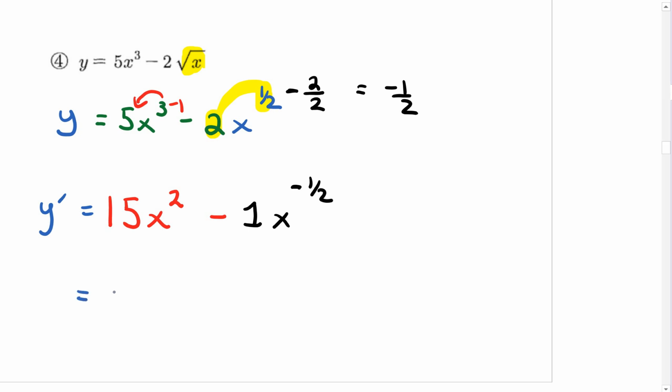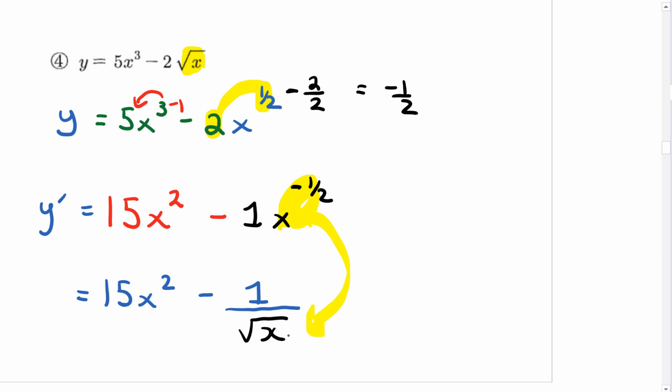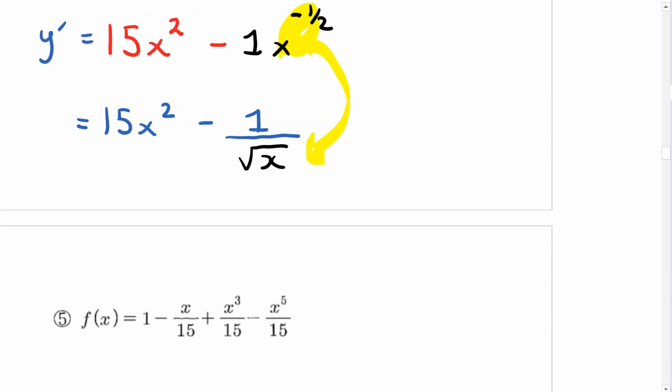Totally fine to write your answer like that. A better answer would be 15x squared minus, then the 1 is there, divided by, and then this part right here, you can just park that on the denominator as just the square root of x. Okay. All right, so let's keep on moving on here.